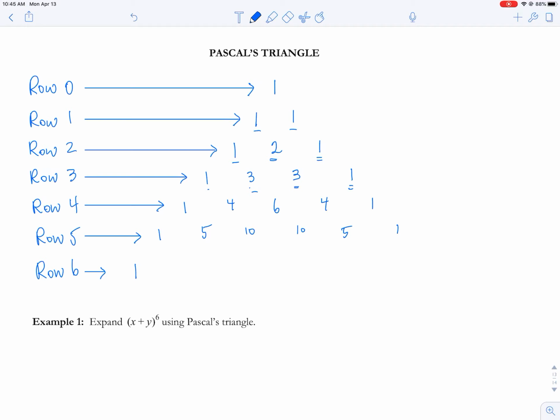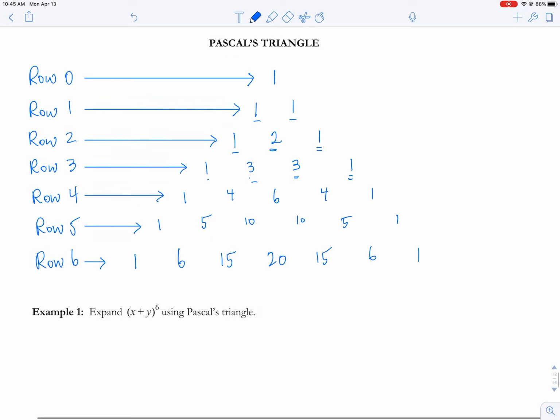Row 6 starts with a 1. 1 plus 5 is 6. 5 plus 10 is 15. 10 plus 10 is 20. 10 plus 5 is 15. 5 plus 1 is 6, and ends with the 1. And we could keep going, but we're going to stop there because I happen to know that's as far as we need for the examples.